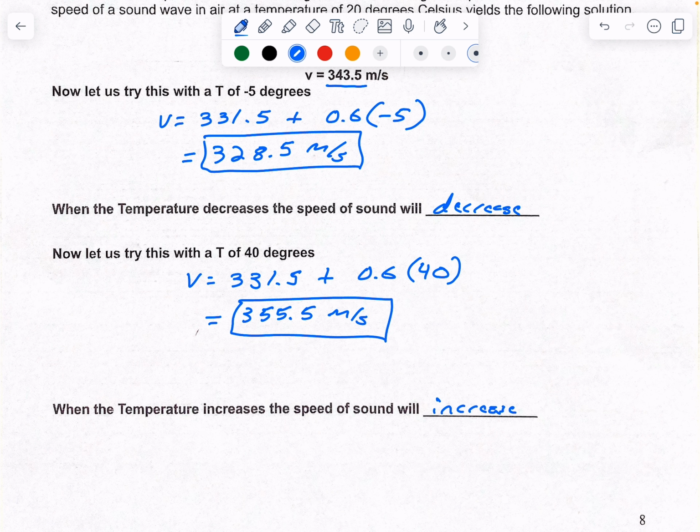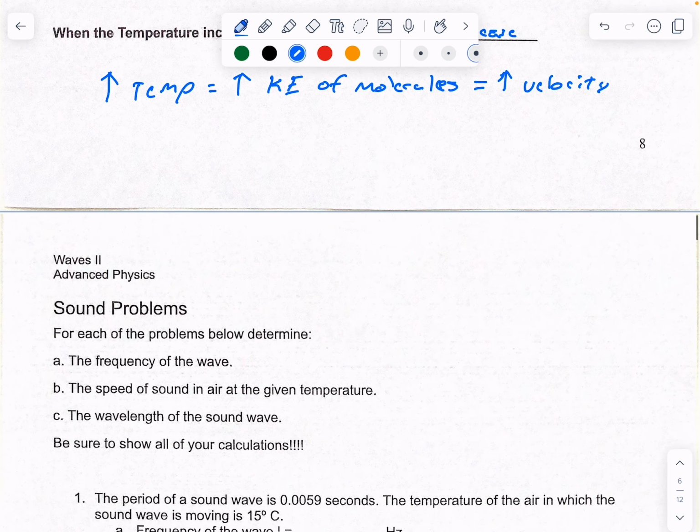So if our temperature goes up, the kinetic energy of our molecules goes up. That just means they're moving a lot faster, which means they can transfer energy a lot quicker. So naturally, the velocity of sound is going to go up as well. Okay, so let's do some more practice.